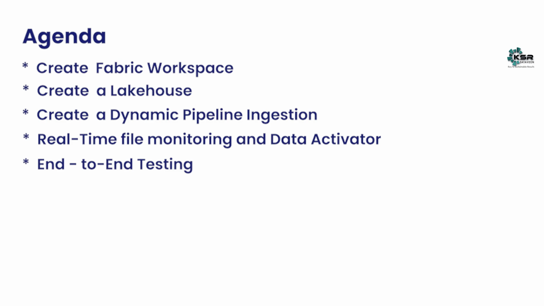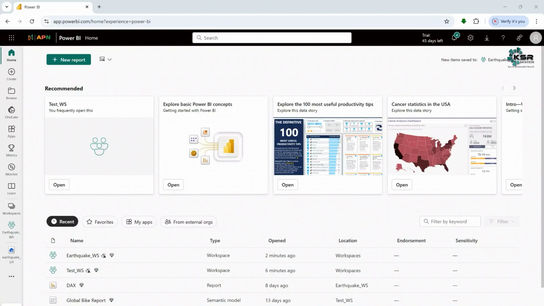So let's jump into the Power BI service. Now here, this is my Power BI service, app.powerbi.com, and I am on the home page. As per today's agenda, first we need to create a workspace. For that, in the left side ribbon bar, there is an option called workspace. So click on this workspace.